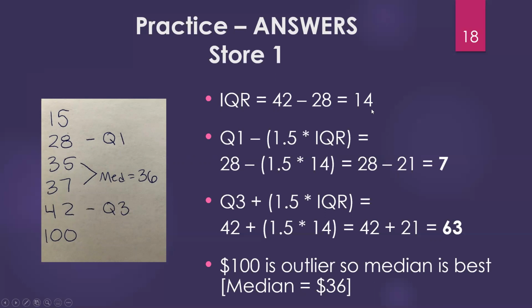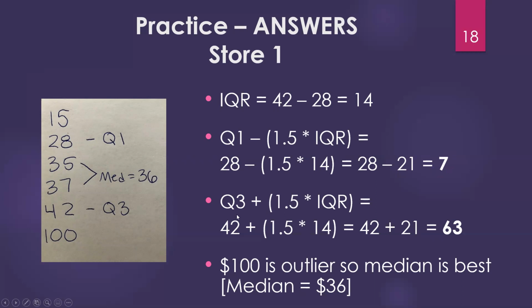Then we do the 2 formulas to figure out the upper and lower bounds for which an outlier would appear. The formula for the lower bound is Q1 minus 1.5 times our IQR. Our Q1 from over here is 28. Plug in our IQR from up here. Go ahead and solve the math on that one, and that gives us a lower bound value of 7.